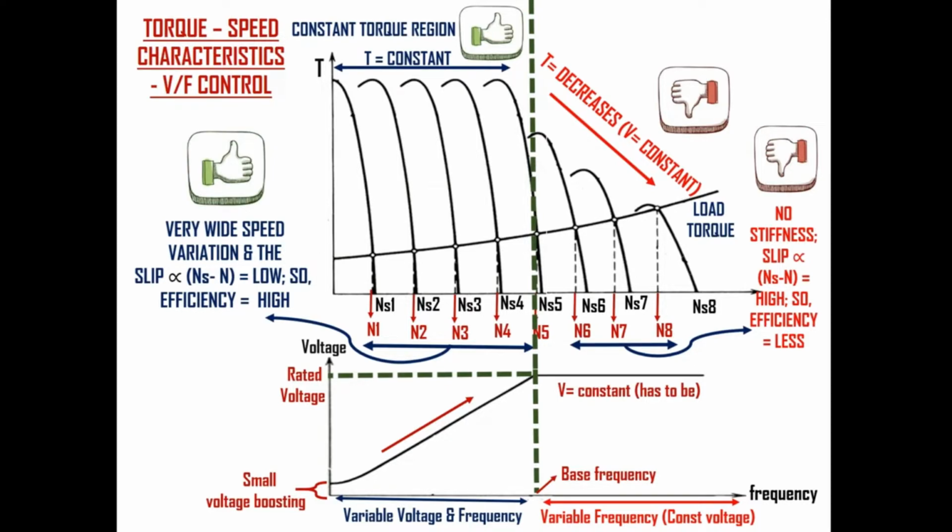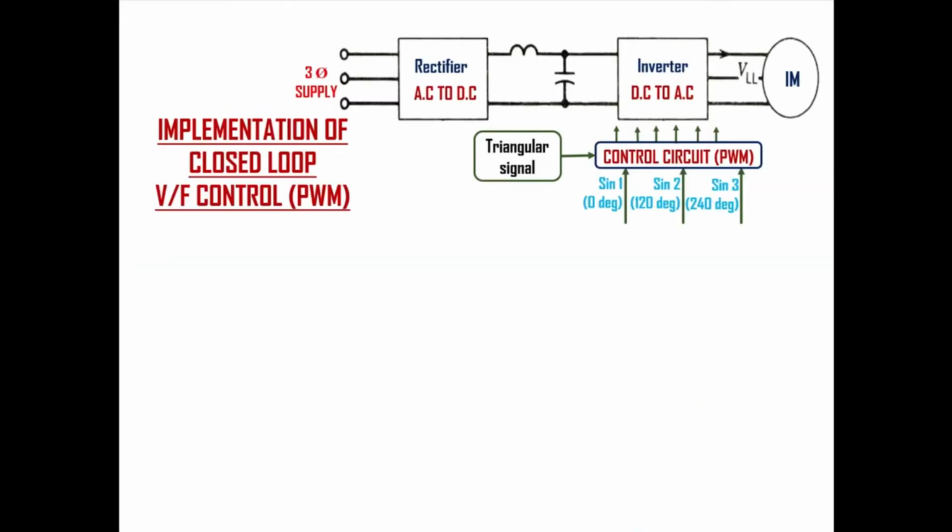Since the torque and flux are decreasing beyond the rated voltage or base frequency, this region is called the flux weakening region. Usually we operate the induction motor in this region when speed is the only desire for the motor. Now let's see the implementation of closed loop V by F control using the PWM method, which means it will have 3 sinusoidal signals and 1 triangular signal as shown here.